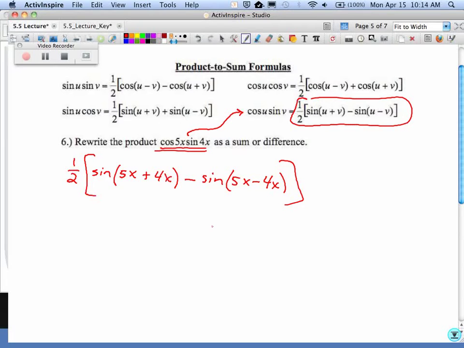Do you give points for partially? Sure. Yeah.